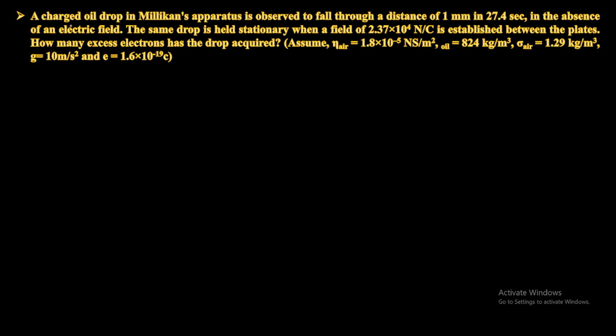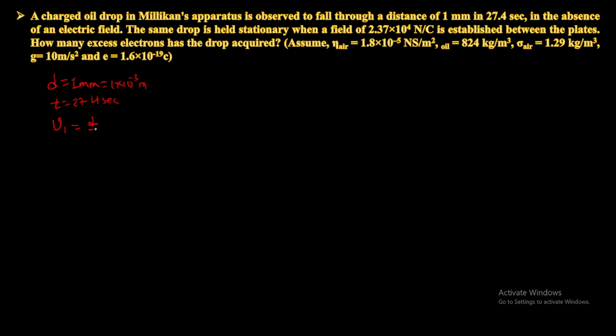Here, a charged oil drop in Millikan's apparatus is observed to fall through a distance of 1 millimeter in 27.4 seconds. Here, the velocity is not mentioned directly. The question has given the distance d equals 1 millimeter, that means 1 into 10 to the power minus 3 meter, covered in 27.4 seconds. Time is mentioned here, 27.4 seconds. Now we have to calculate the terminal velocity.